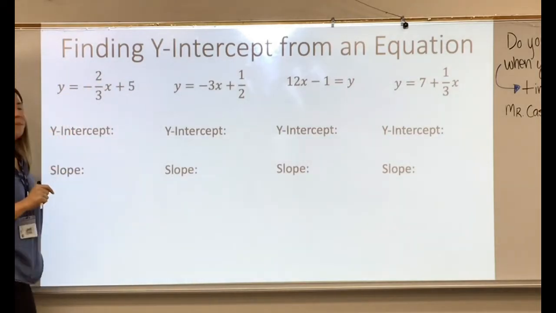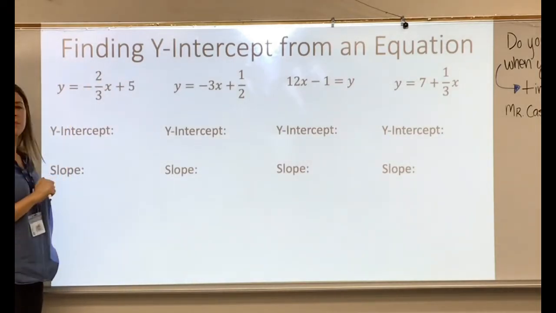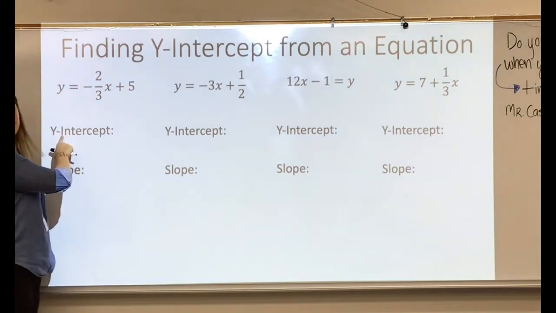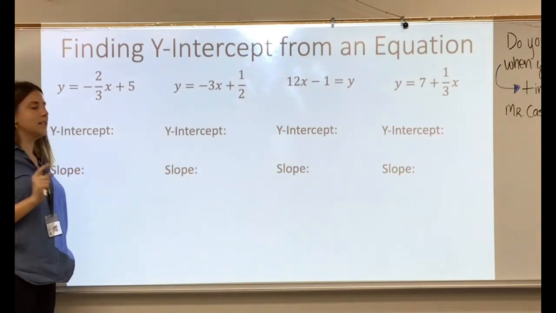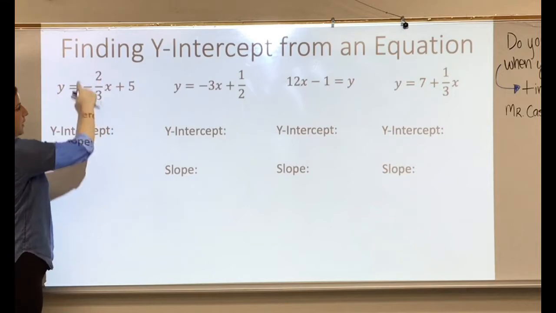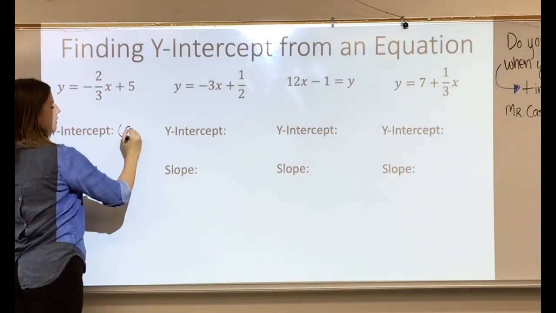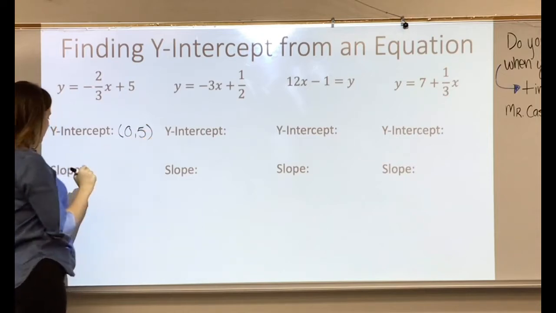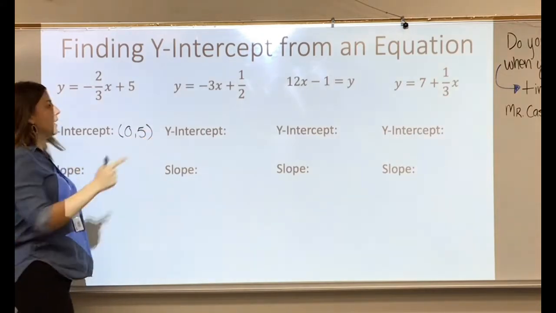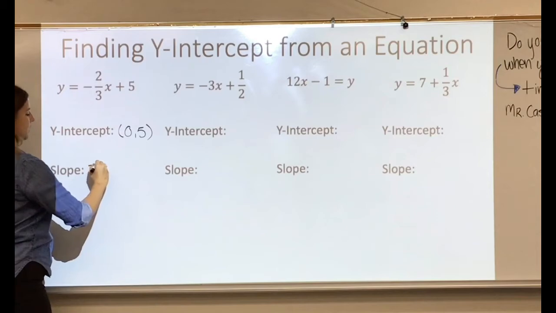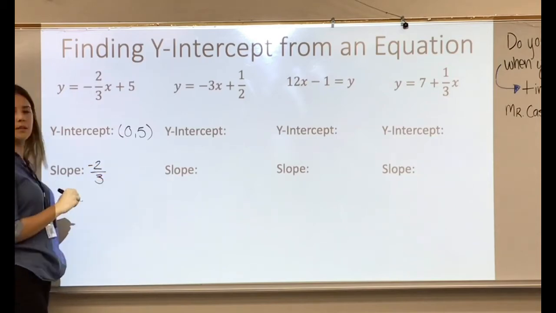Here's this guy right here. Y equals negative 2/3 x plus 5. The y-intercept is always the number that is not connected to x. Here's x. This number is connected. This number is not connected. So my y-intercept is 0, 5. My slope is the number that is connected to x, this guy. So my slope is negative 2/3.